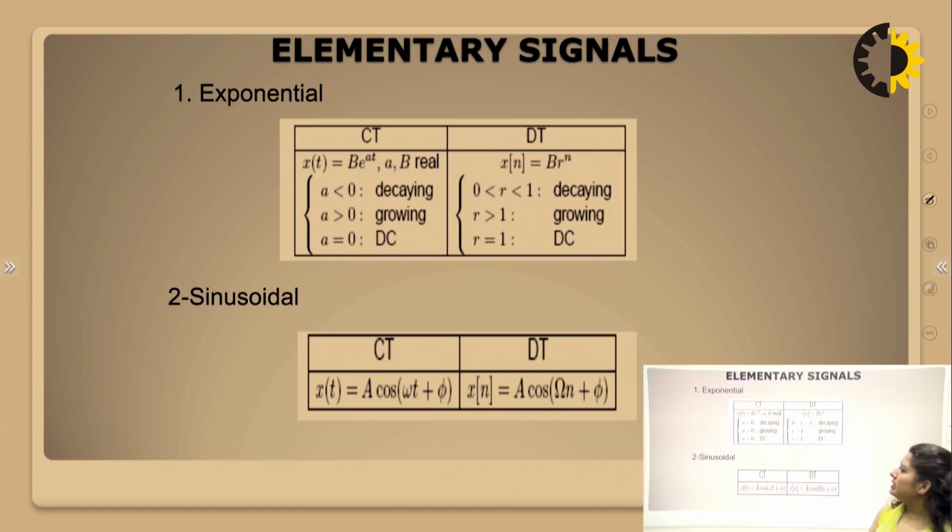So there are some other signals like exponential, sinusoidal. Exponential signals are x(t) is equivalent to e to the power minus at or b e to the power at, where a can be a positive or a negative variable. If a is less than 0, then it will be a decaying type of signal. If a is greater than 0, then it will be a growing one. If a is equivalent to 0, then that will be a DC signal. Similarly, for sinusoidal signal, a cos(omega t plus phi) or a cos(omega n plus phi), in this type we can represent continuous and discrete time signals.